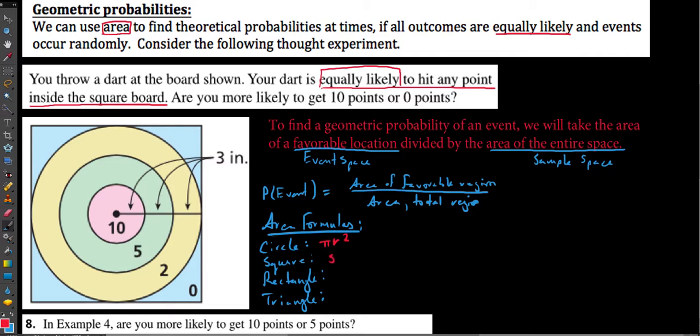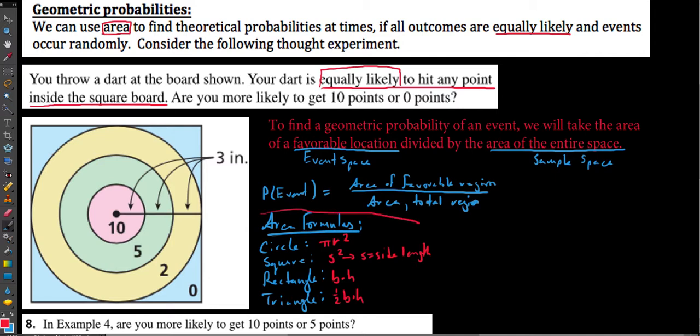A square, you're going to see me write this s squared, where s equals the side length. So just take one of our sides and square it. And really this happens because when we think about a rectangle in general, it's base times height. Well, if you have side times itself, it becomes side squared. And then our triangle here is very similar to our rectangle. It's going to be 1/2 base times height.